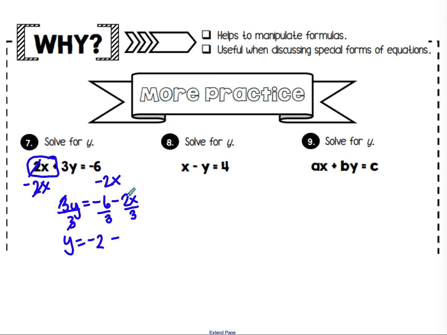Minus. Now here I have 2x divided by 3, and 2 doesn't divide evenly by 3. So I'm going to think about it as a fraction, and I'm going to pull it out front like a fraction. 2 divided by 3 as a fraction, 2/3. So I'm going to write negative 2 minus 2/3 x.